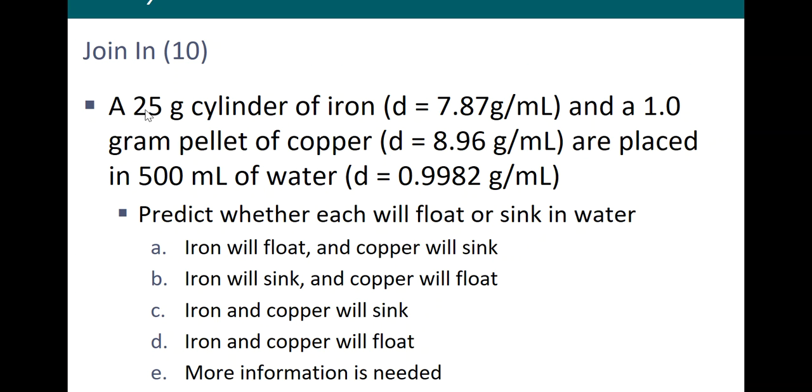So don't let the fact that this mass is much greater than this mass throw you off, because when you're talking about floating or sinking, it doesn't matter how much you have. It matters what the density is.